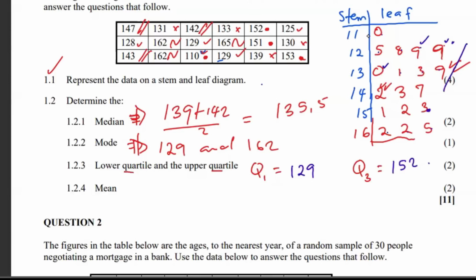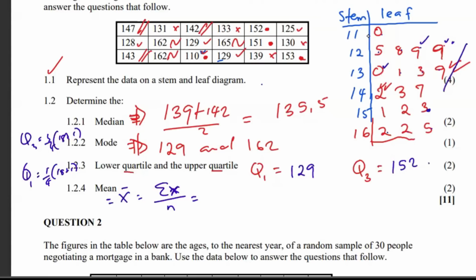Alternatively, you can look for the positions, whereby you look at Q1 being a quarter of 18 plus 1, and then Q3 being 3/4 of 18 plus 1. That should give us more or less the same answer. All right, then the mean, which is the X bar: you must get the summation of all the items over the number of items, summation of X over the total number.